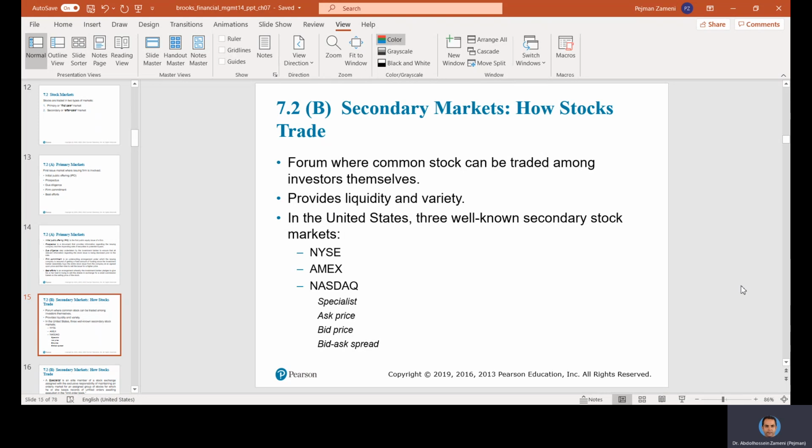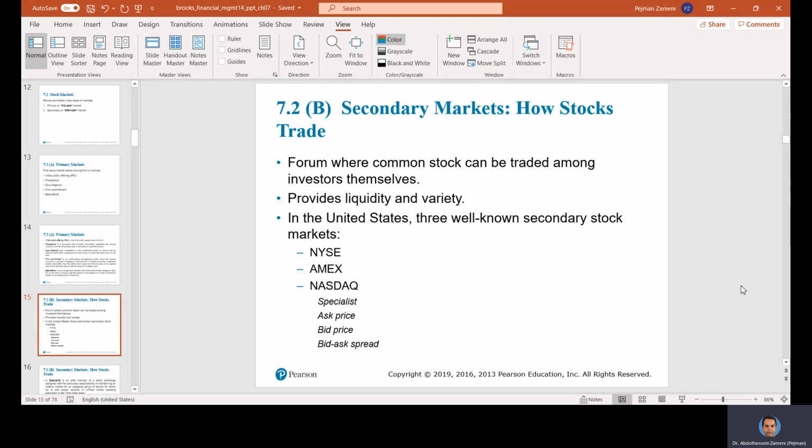Secondary markets, how stocks trade. A forum where common stocks can be traded among investors themselves. It means that after the IPO, shareholders can trade the shares among themselves. But how are they going to do that? They need to go through an intermediary or a third party, which is called a stock exchange.